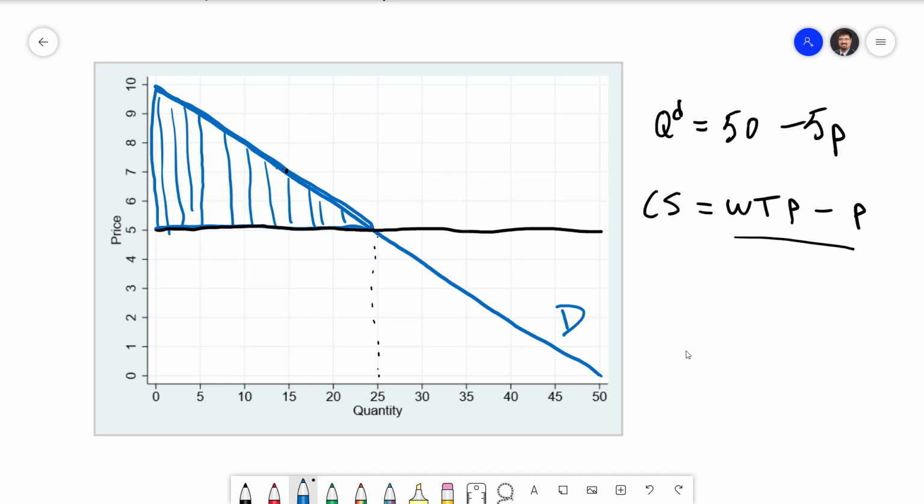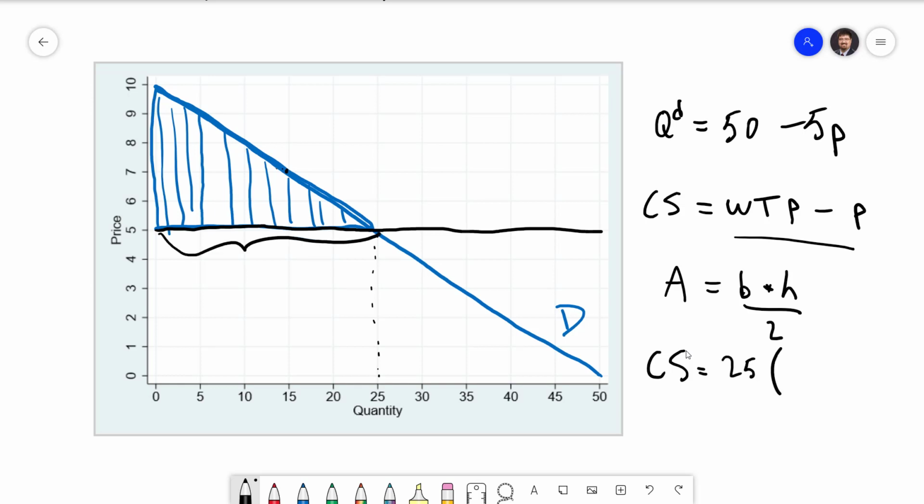If our demand function is linear, which leads to a straight line demand curve, what we have is a triangle. We can use the formula for the area of a triangle to calculate the consumer surplus. The area of a triangle is base times height divided by 2. The base of the triangle is going to be this distance, which is our quantity of 25. Our height is this distance right here, which is 10 minus 5. And then we divide that whole thing by 2.